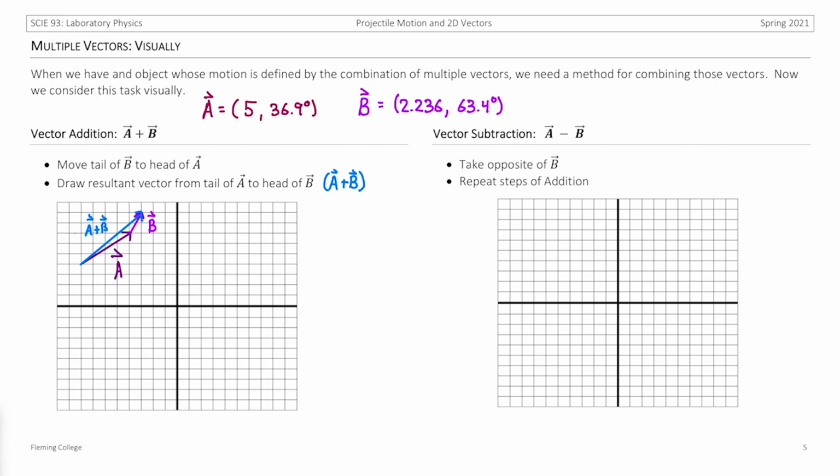And once we're done drawing in that resultant vector, remember, a vector is a vector anywhere it's drawn, so we can even move that to the origin if we want to use that to find out what the description of this vector is.